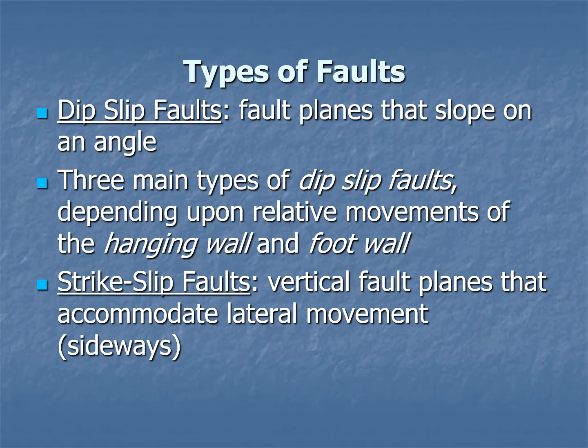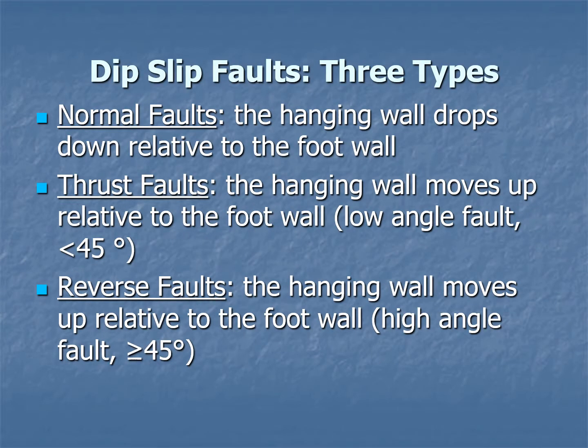And then strike slip faults are faults where the fault plane is 90 degrees vertical, straight up and down, and it's going to accommodate lateral movement, meaning sideways, side to side offset. Okay, so there are three types of dip slip faults, and you definitely want to watch the video lessons if you did not make it to class, because we have drawings on the board that better explain the fault types.